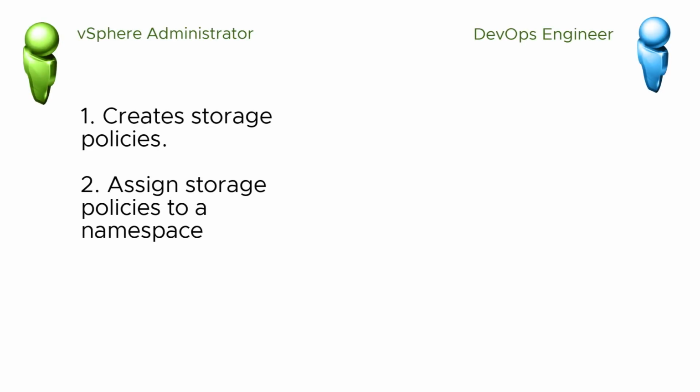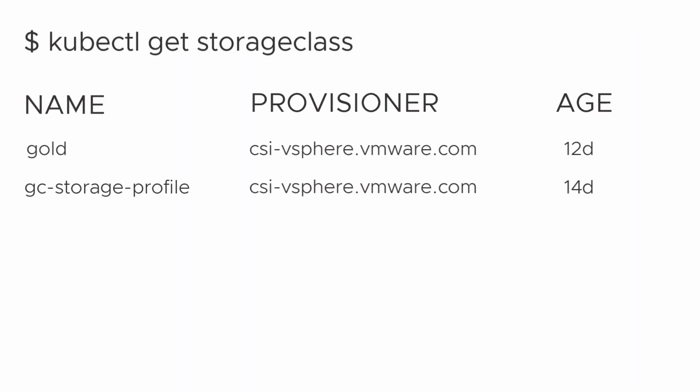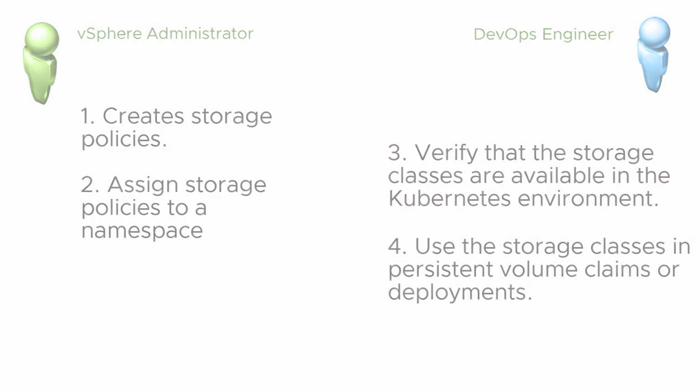After the vSphere administrator assigns the policy to the namespace, the matching storage class appears in the Kubernetes environment. The DevOps engineer can verify that the storage class is available. To do this, the DevOps engineer can run the kubectl get storageclass command. In this example, we see that the storage class named Gold appears in the output. The DevOps engineer can now use this storage class in persistent volume claims and pod deployments.